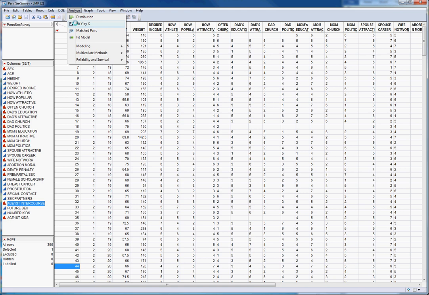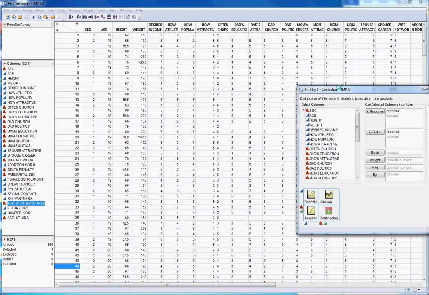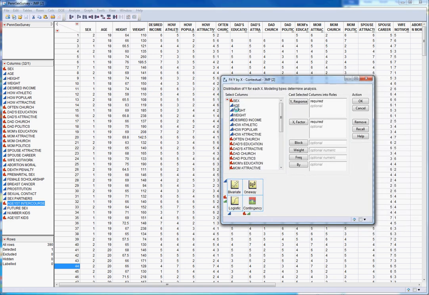For that, we also go to fit y by x, and let's say we'll go, I don't know, weight as the y, and I don't know, this one as x. So notice that's going to have a discrete on the x, a continuous on the y. That gives us a one-way.